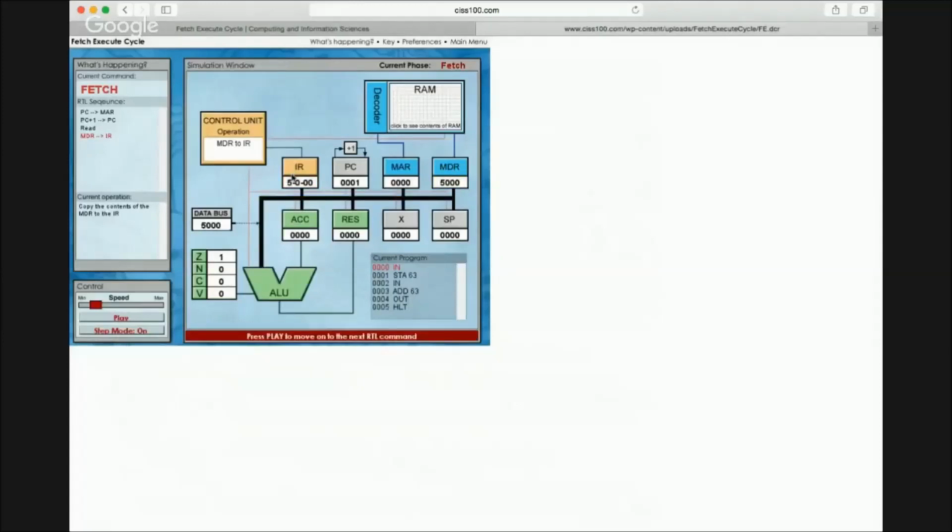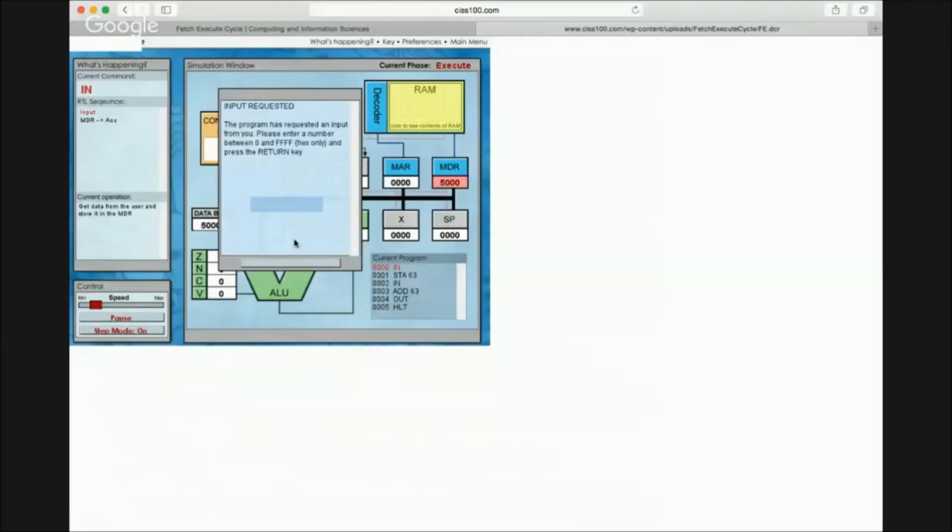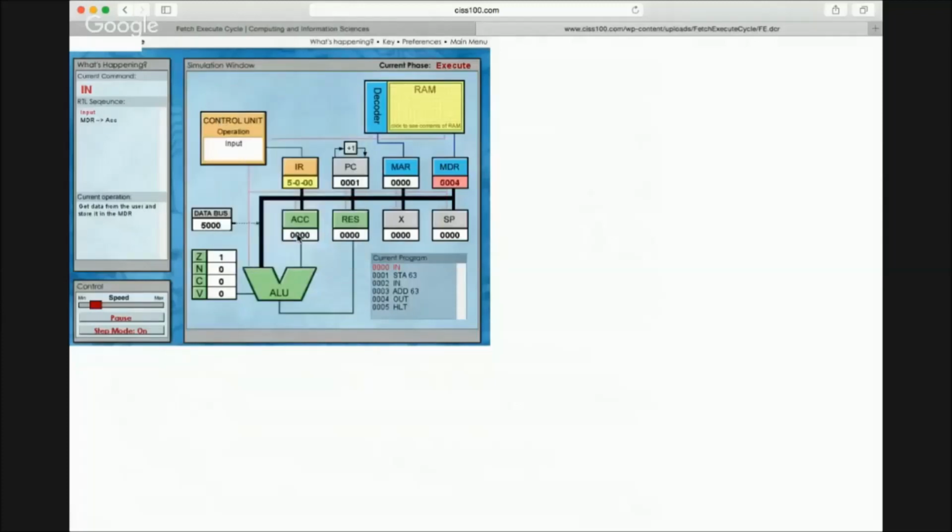And I see that the next thing that has to take place is I need to decode this instruction. And every instruction has an opcode and operand. So I'll hit play, decode 5,000, hit play again. It's now going to execute it, and we know that the execution, it's waiting for me to add something. So I'm going to say 4. Hit enter, and I see 4 shows up in the memory data register.